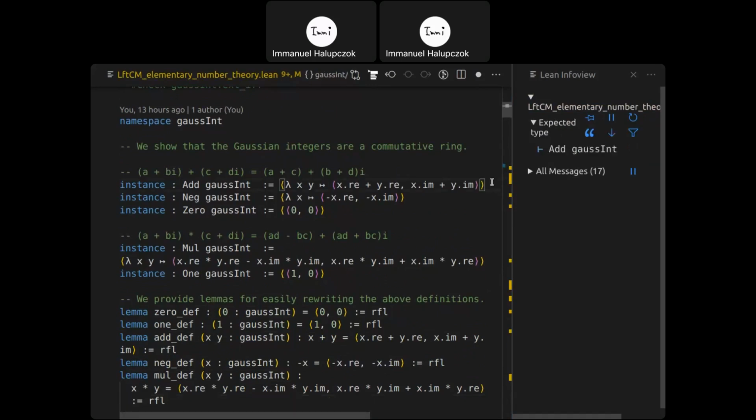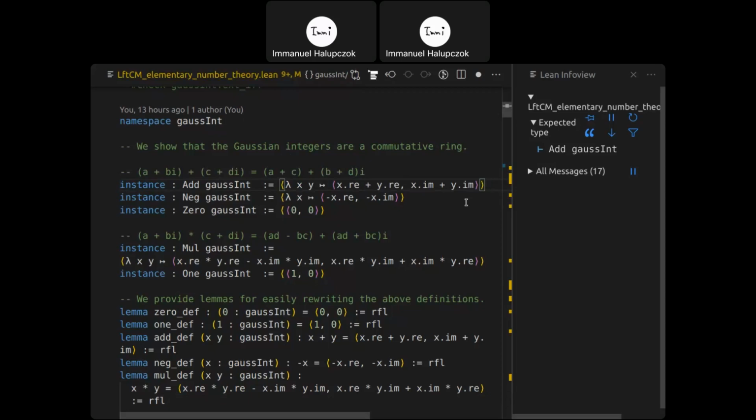So here we are declaring this as the addition instance. So we are saying that on this type of Gaussian integers that we just defined, we have a way of adding elements, and that way is given by this formula. And then we mark it as an instance so that Lean is going to recognize it immediately, and it's going to allow us to use the usual add notation for it, the sum symbol.